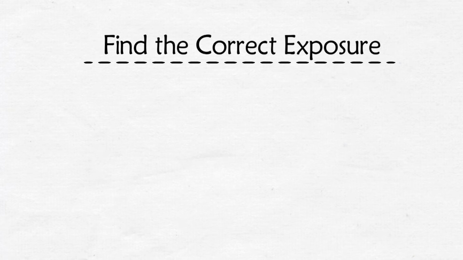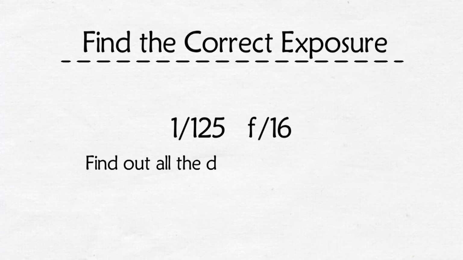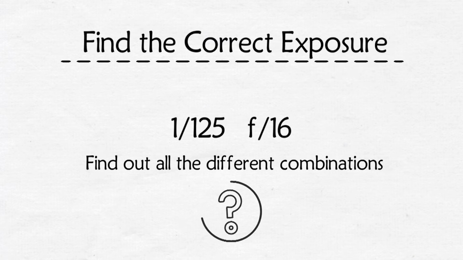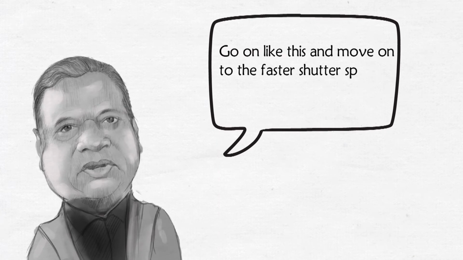1 by 125 f16, I want you to find out all the different combinations by which you could shoot this, right. As I told you earlier, the thumb rule is not the only thing by which you can shoot. There will be various combinations. Now, for this 1 by 125 and f16, find out all the combinations of shutter speed and apertures which you can shoot. I would give you a tip over here. You could start with, let us say, 1 by 125, what is the next slower shutter speed? Like that you go on and then move on to the faster shutter speeds. Go step by step, then you would be able to do it easily.